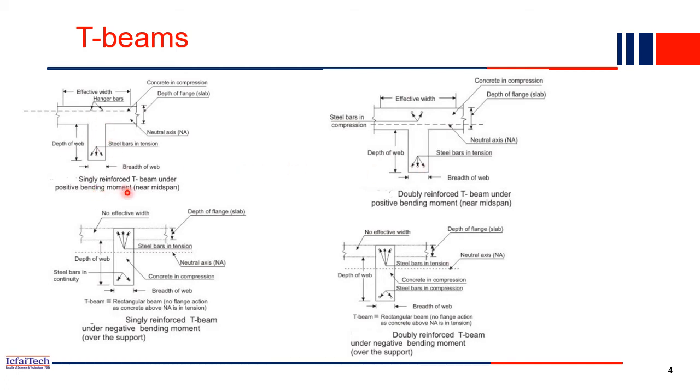So this first one is a singly reinforced T-beam under positive bending moment. As I mentioned, positive bending moment means at the mid span this will be the section, meaning tension will be at the bottom, compression at the top. This one is a doubly reinforced T section, so here reinforcement is provided at the top as well as the bottom, near the mid span. And these two are over the support or near the support. At the top fiber you will find tension steel, whereas at the bottom you will find the compression steel. That's why the concrete in compression will be at the bottom, whereas the concrete in tension will be at the top. This is a doubly reinforced T-beam. This is a singly reinforced T-beam.